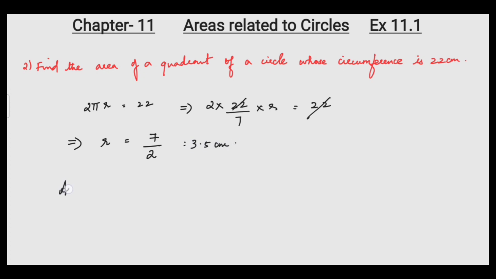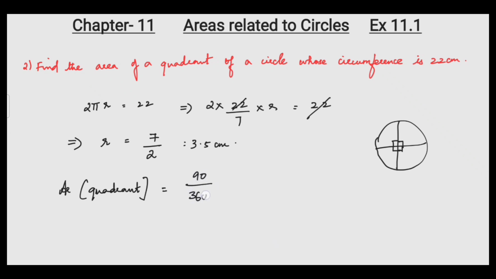Now, area of quadrant. For a quadrant, theta is 90 degrees. Because quadrant of a circle is when the circle is divided into 4 equal parts. So, we will get the theta of a quadrant as 90 degrees. So, area of quadrant can be written as 90 by 360 into pi r square.